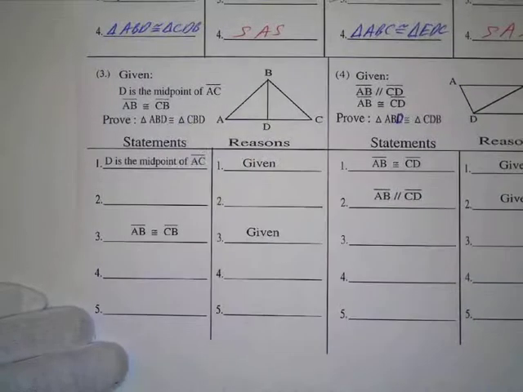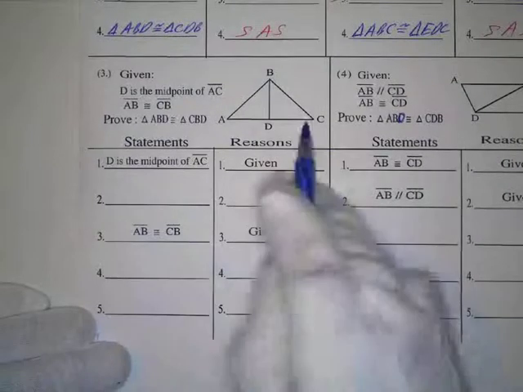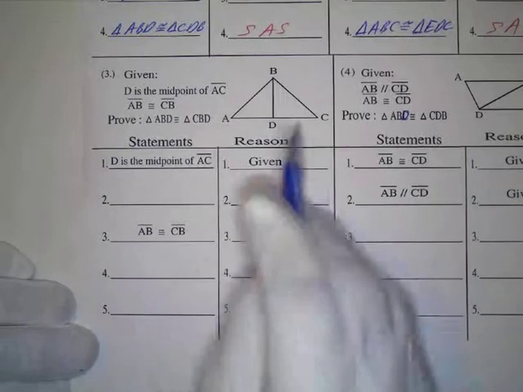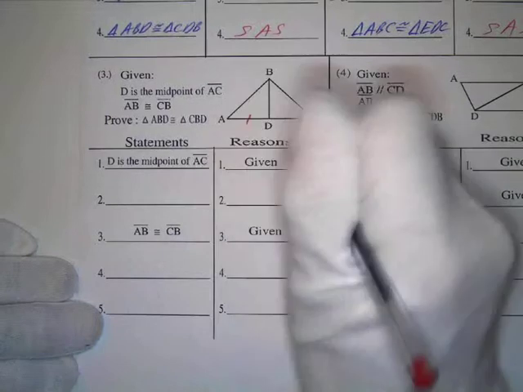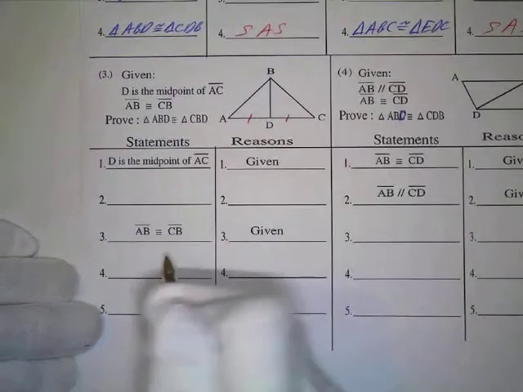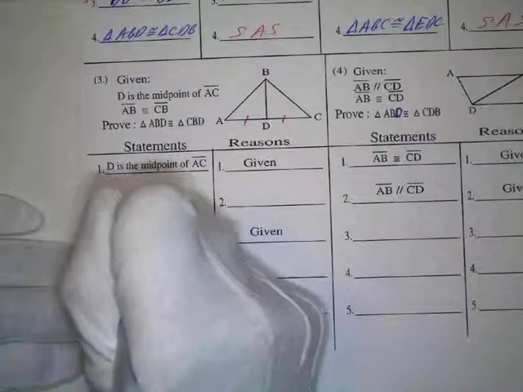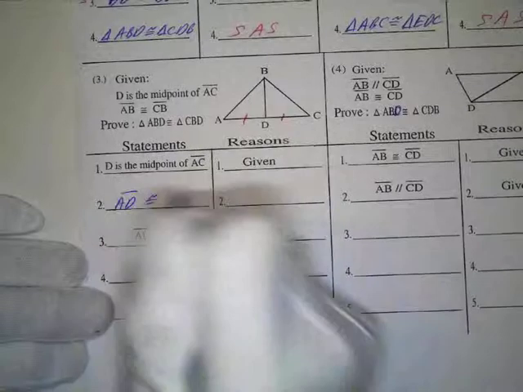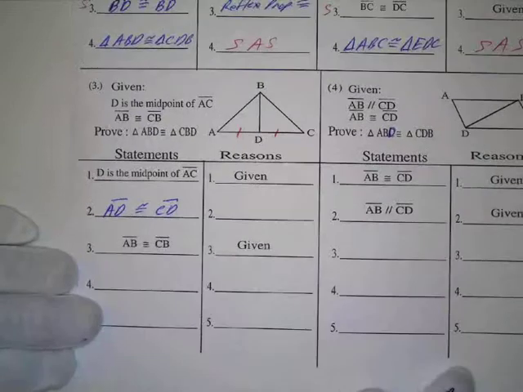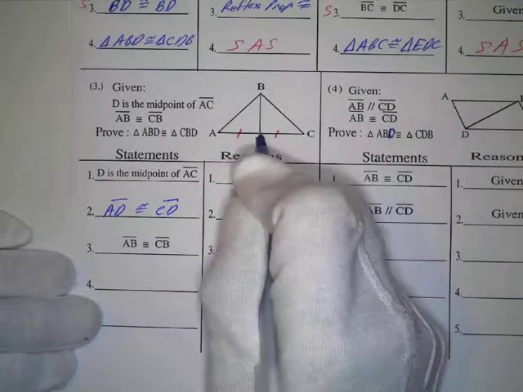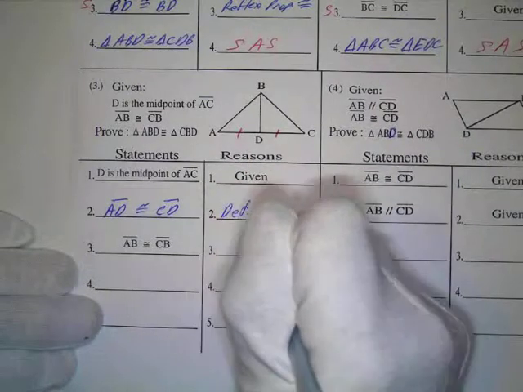Okay, so number 3, we were given that D is the midpoint of AC and AB is congruent to CB. I wrote down my given. The first given is D is the midpoint of AC. If D is the midpoint of AC, what does that mean? That means it divides it into two congruent segments, that AD is congruent to CD. And why? That's the definition of midpoint, because a midpoint divides the segment in the middle into two congruent segments.